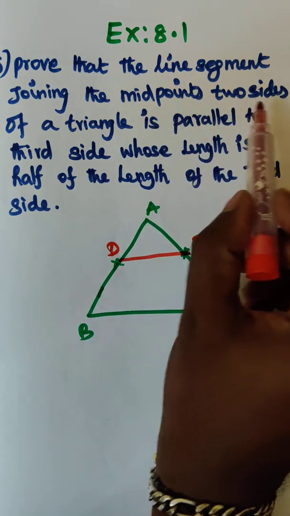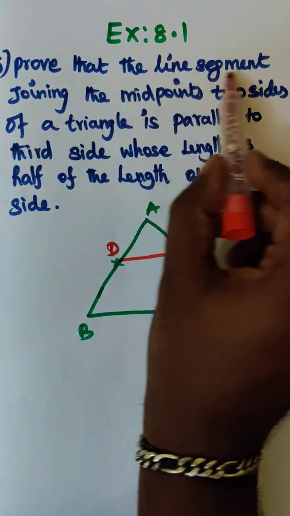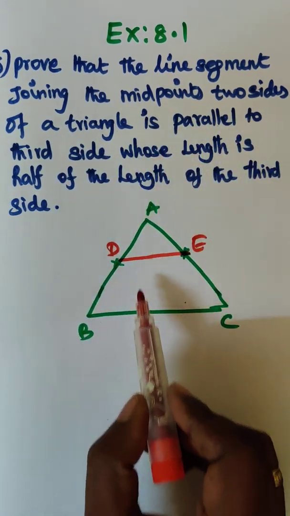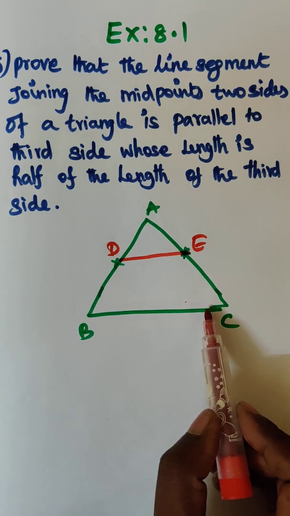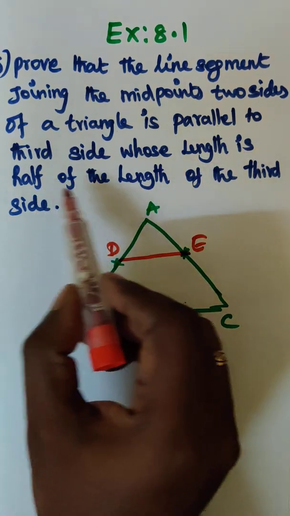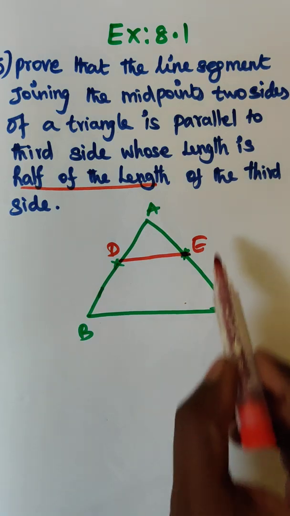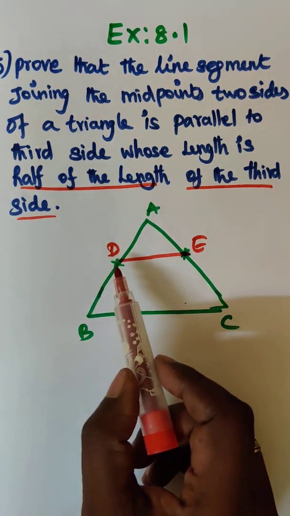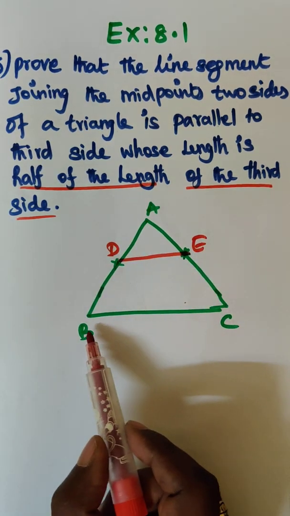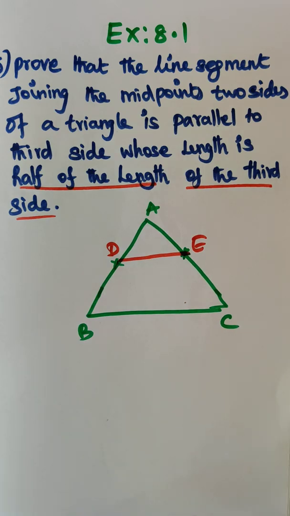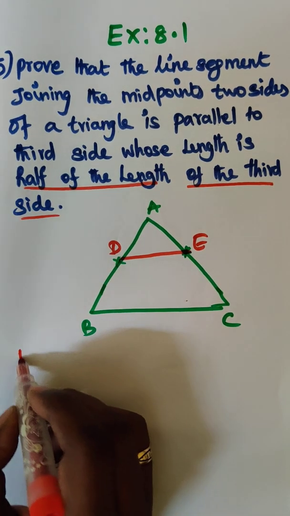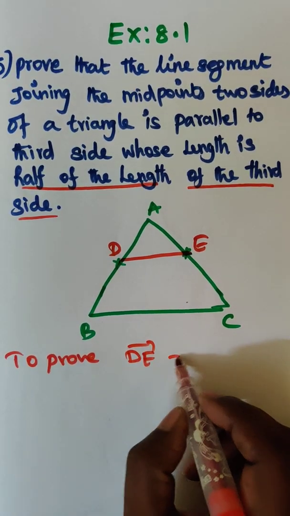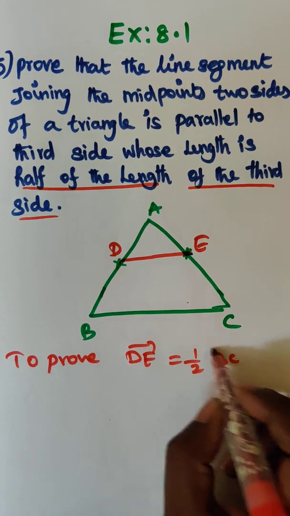The given question is: the line segment joining the midpoints of two sides of a triangle is parallel to the third side, and its length is half of the length of the third side. So we can prove that DE vector is equal to half of BC vector. That is the proof. To prove DE vector is equal to half of BC vector.